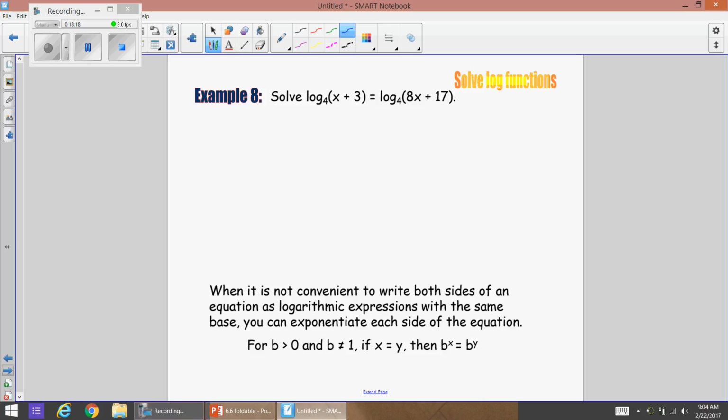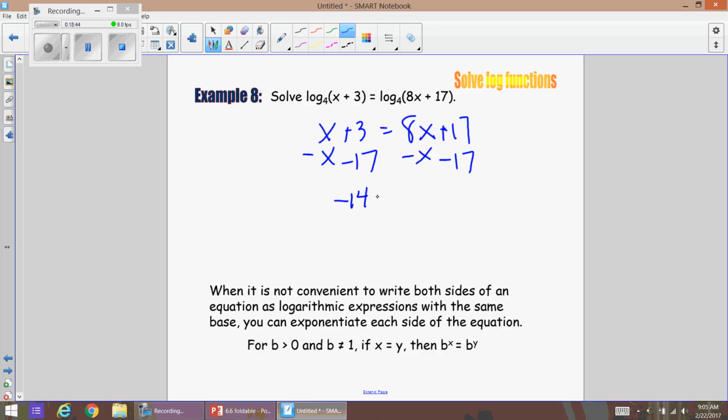All right, check this out. Solve. It's a log equals a log. It's a log base 4 equals a log base 4. It doesn't get better than that. You're ready to go. Rock and roll this. x plus 3 equals 8x plus 17. Bam. Done. Now it's just a nice algebra problem. We can handle this no problem. So I get, what is this? Negative 14 equals 7x. x is negative 2.